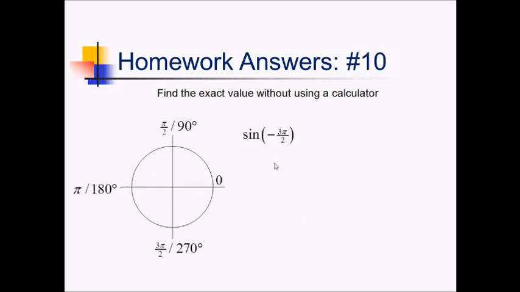On this problem, we want the sine of negative 3 pi over 2 radians. So negative 3 pi over 2, that's like having negative 270. If you go 270 clockwise, you end up at 90 degrees. So this is really equivalent to pi over 2 or 90 degrees. Sine is asking about the y value up there, and that is going to be 1.